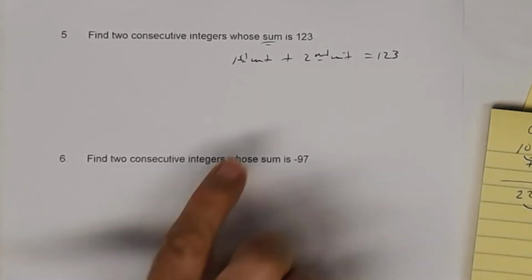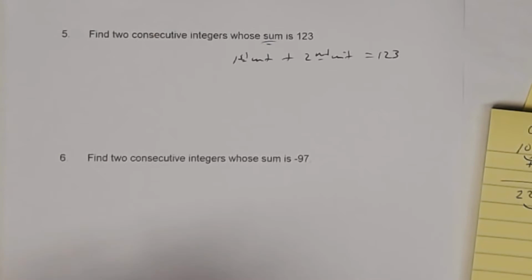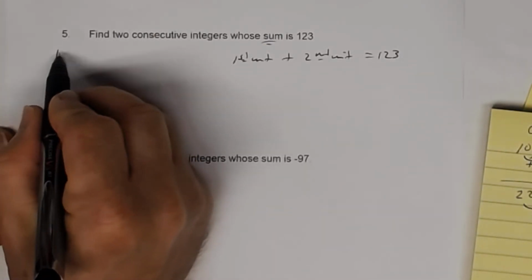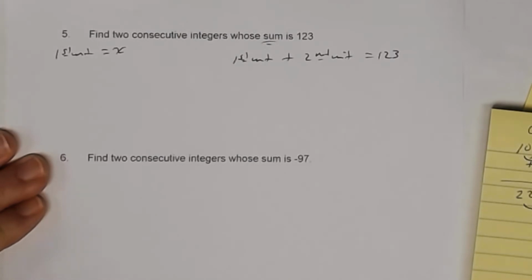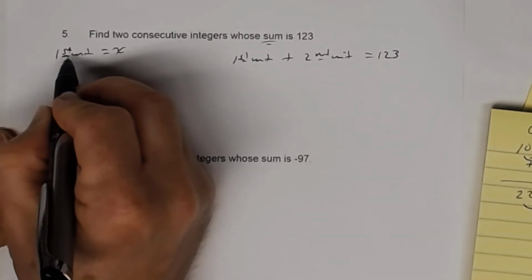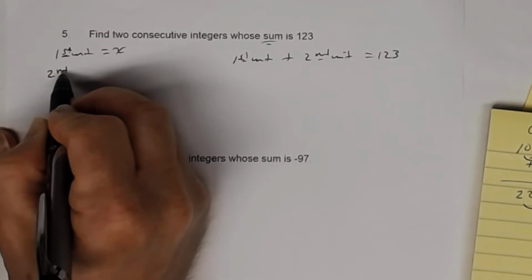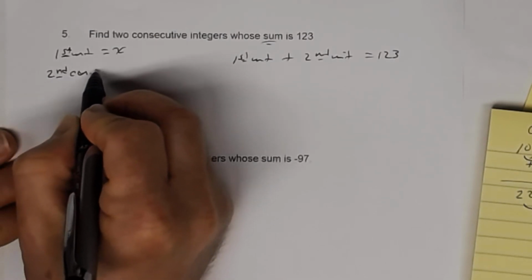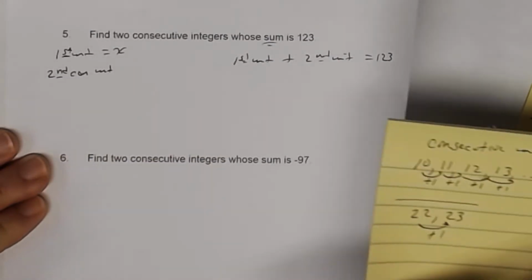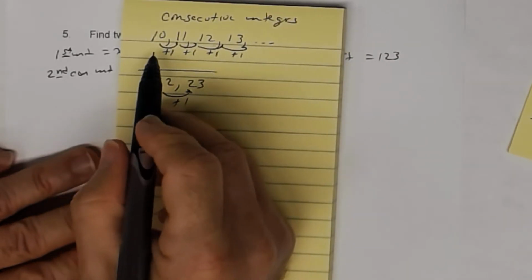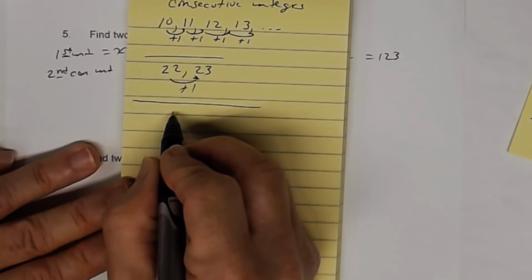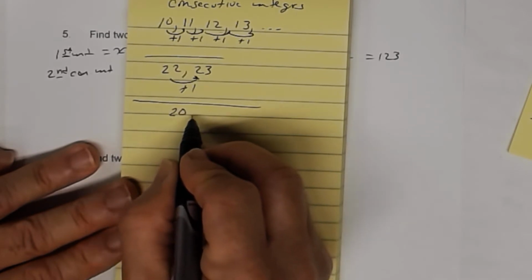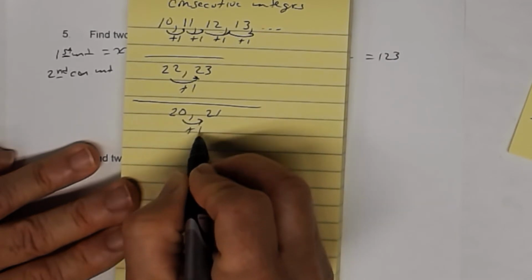But we've got to have some expressions here. And so what we're going to do now is say, well, I'm going to let the first integer equal x. So the first integer, that's first right here, first integer. Then the second consecutive integer. So let's think about this. So if my first integer is 20, let's say, then the next one's 21, right? So I'm going to add 1.